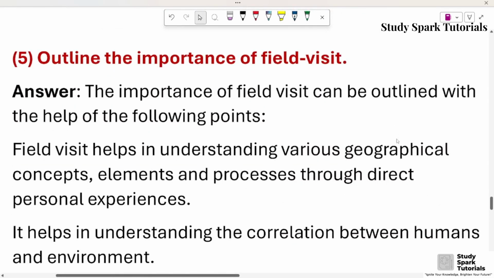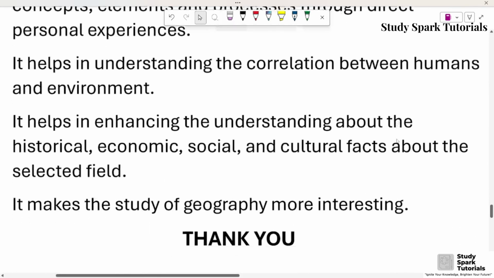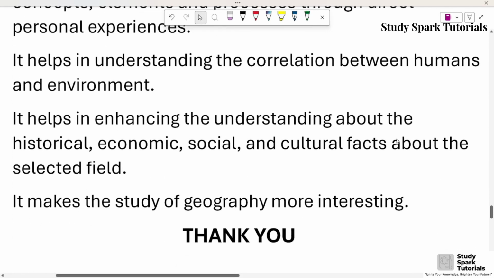Fifth, outline the importance of field visit. Answer, the importance of field visit can be outlined with the help of the following points. Field visit helps in understanding various geographical concepts, elements and processes through direct personal experiences. It helps in understanding the correlation between humans and environment. It helps in enhancing the understanding about the historical, economical, social and cultural facts about the selected field. It makes the study of geography more interesting.